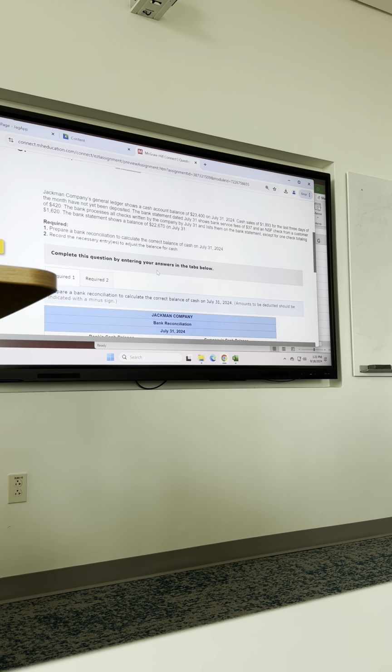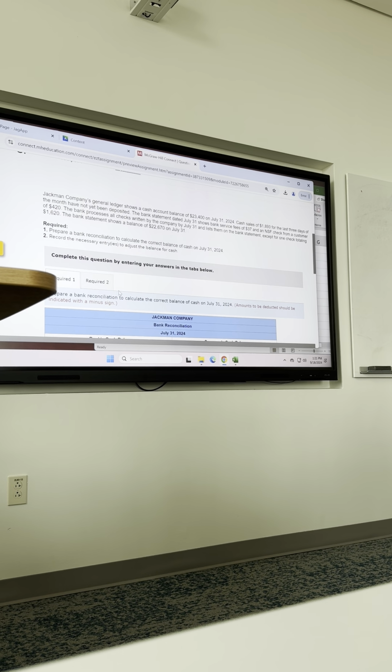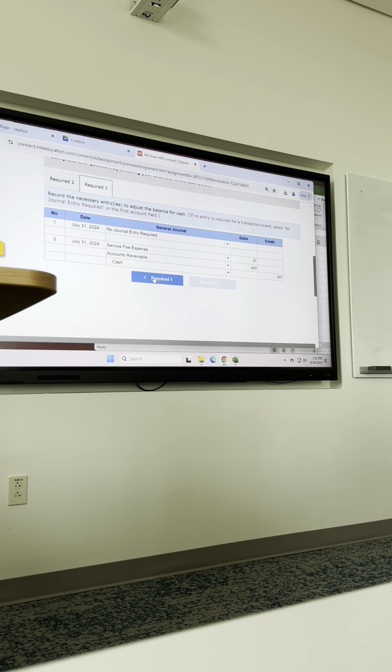So, what about question 3? The required 2 part? Yes. We just fill it out. That's the journal entries, just how we regularly would.